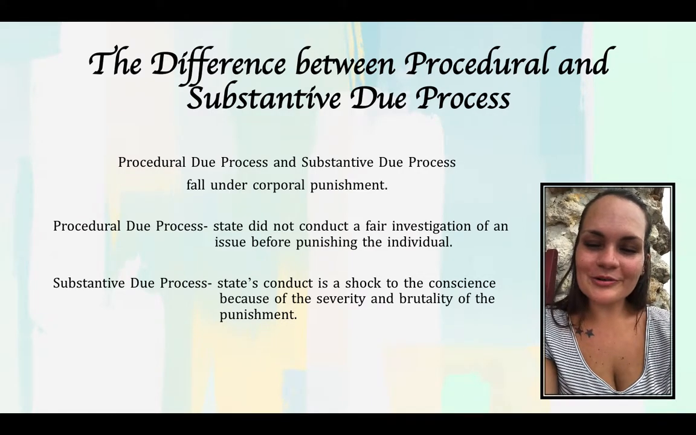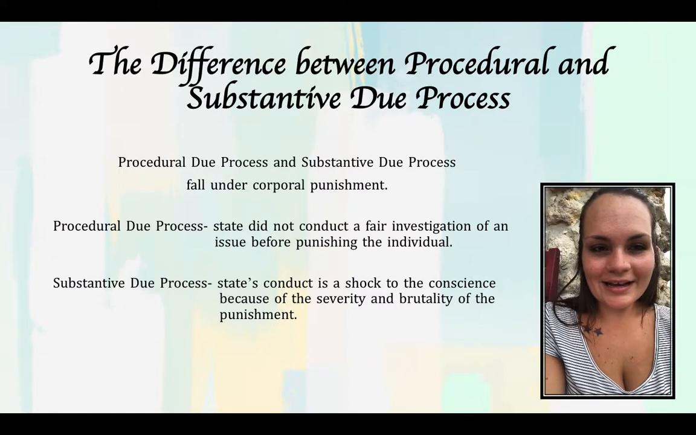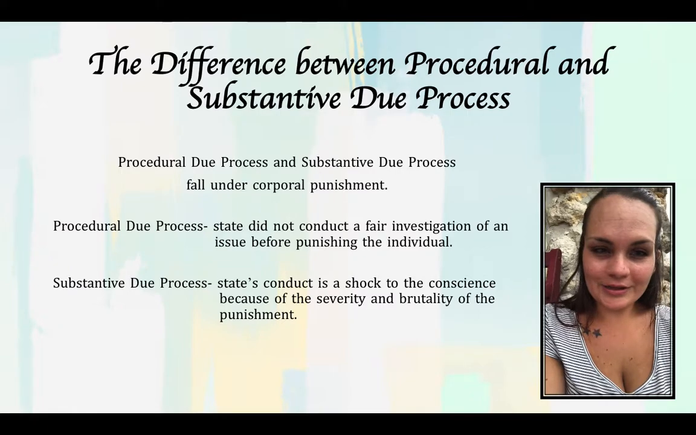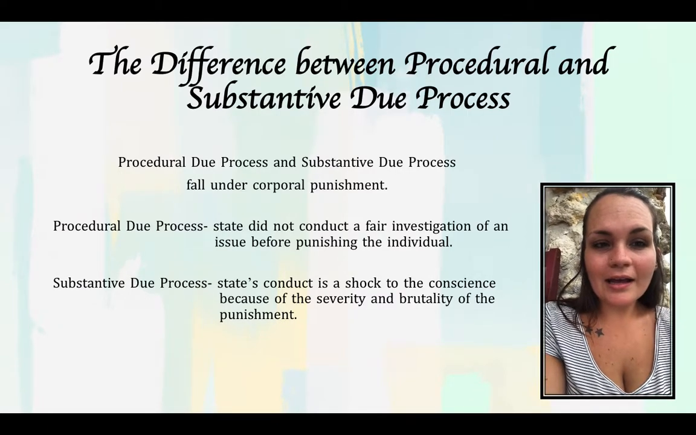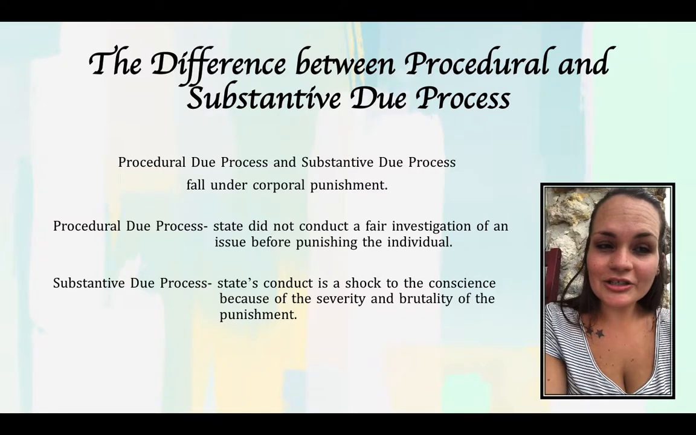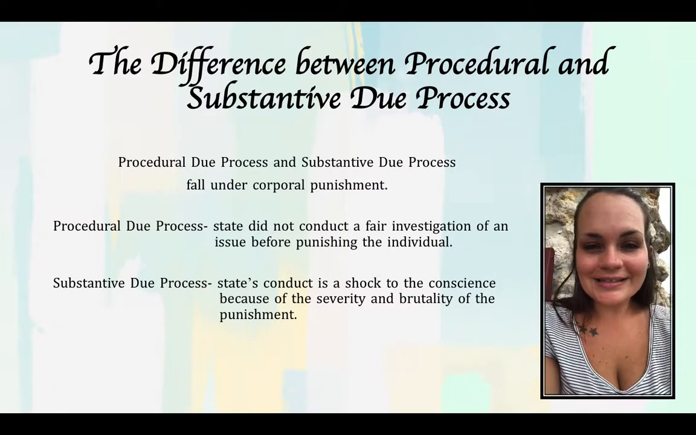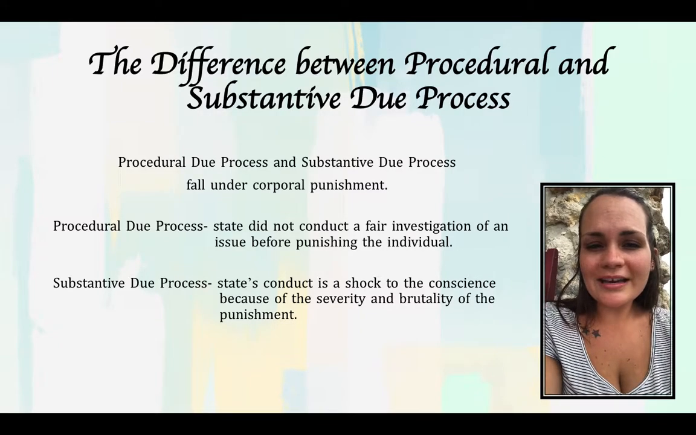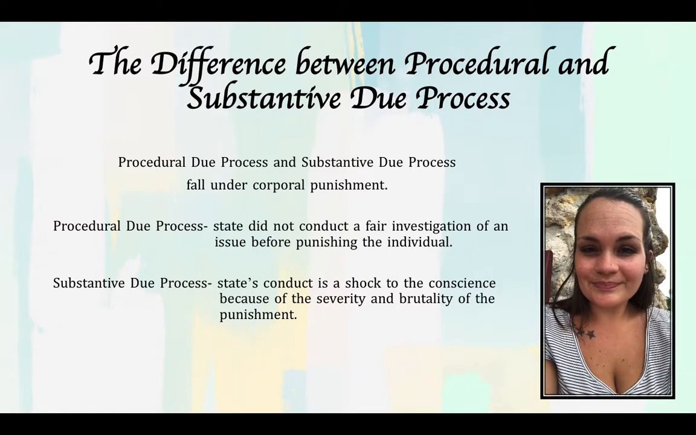The difference between procedural and substantive due process. Procedural due process and substantive due process both fall under corporal punishment. But procedural due process is when the state did not conduct a fair investigation of an issue before actually punishing the individual. And substantive due process is when the state's conduct is a shock to the conscience because of the severity and brutality of the punishment that they enforced.